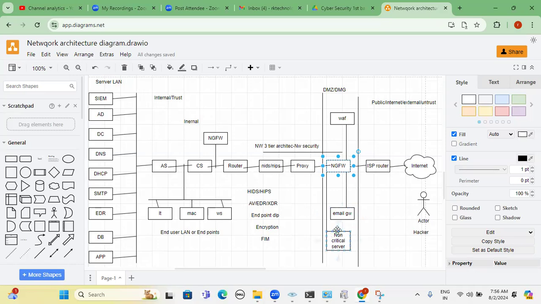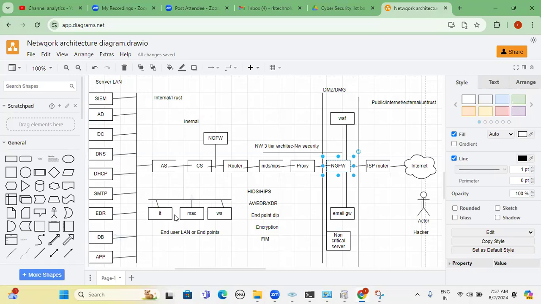Non-critical servers, I already covered. So coming back here, endpoints. Endpoints are the end user machines we are using in the organization. Those endpoints like laptops, MacBooks, workstations, and even servers we have to consider as endpoints. For those endpoints, we have to implement security controls.